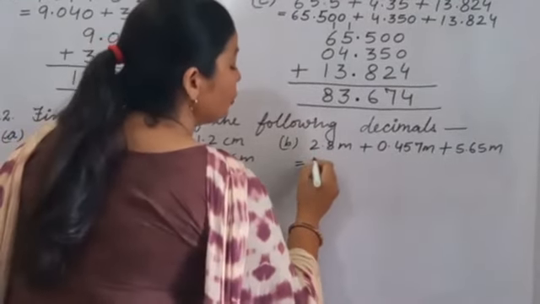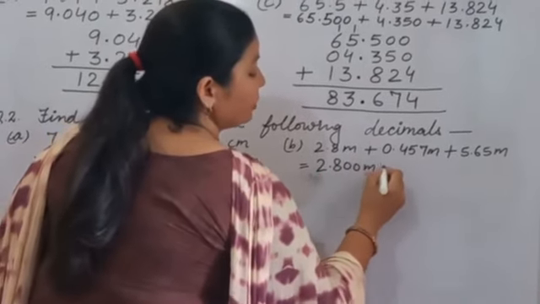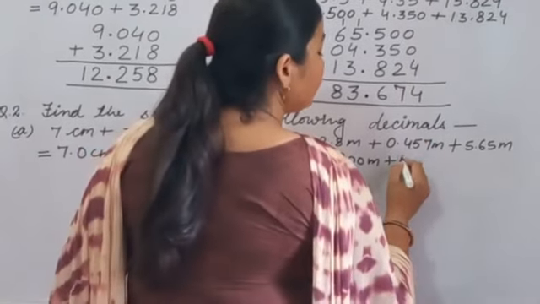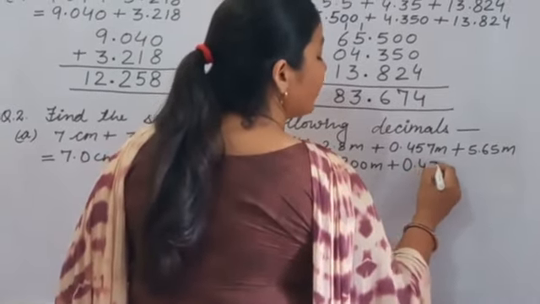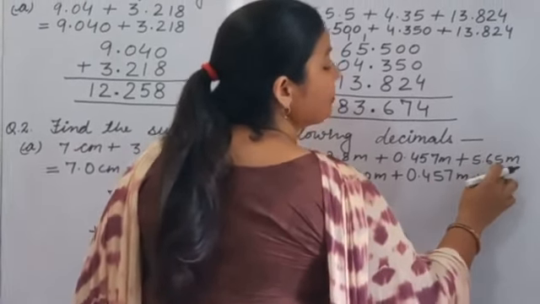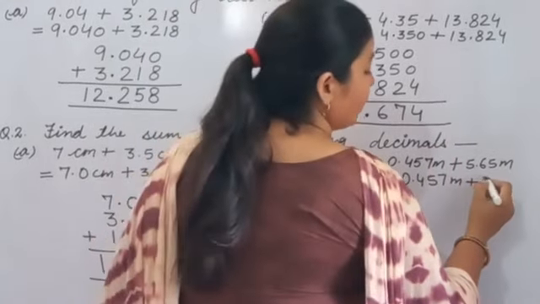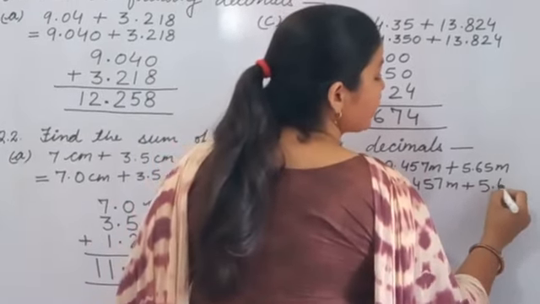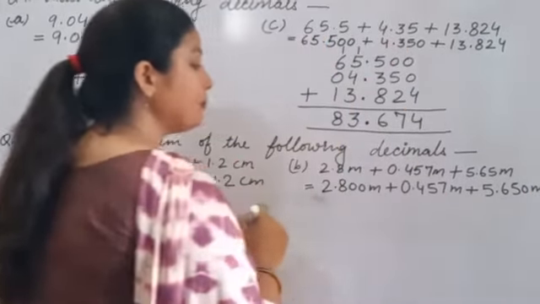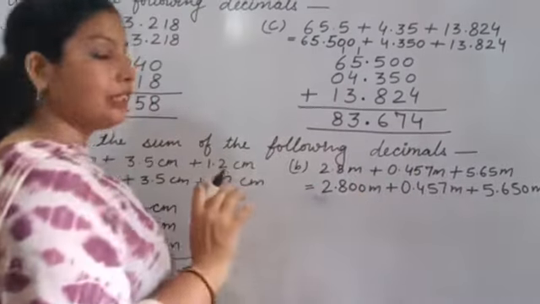So there is 2.800 meter. Okay. Now there is 3 decimal places. In the next one, 0.457 meter. And in the third we have 2 decimal places. So here also we will place 0. One time 0. So 5.650 meter. Okay. Now there is 3 decimal places. So now we can do addition easily.